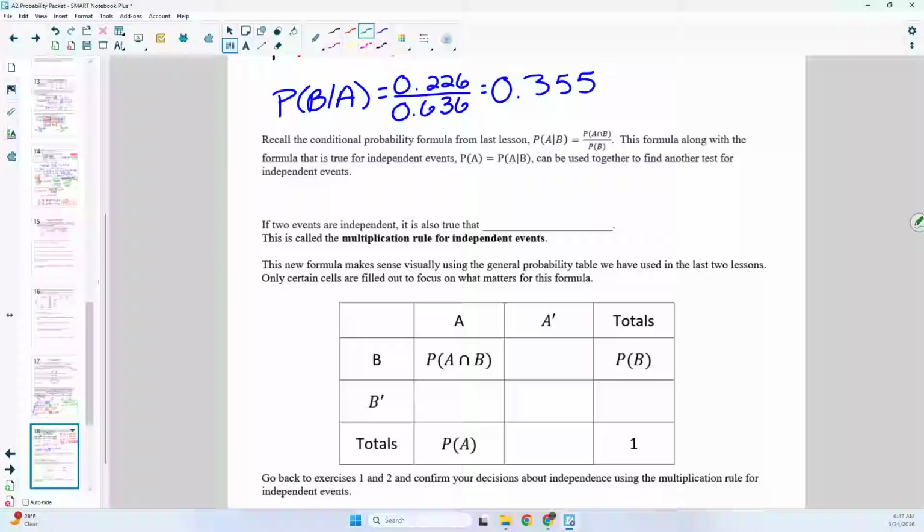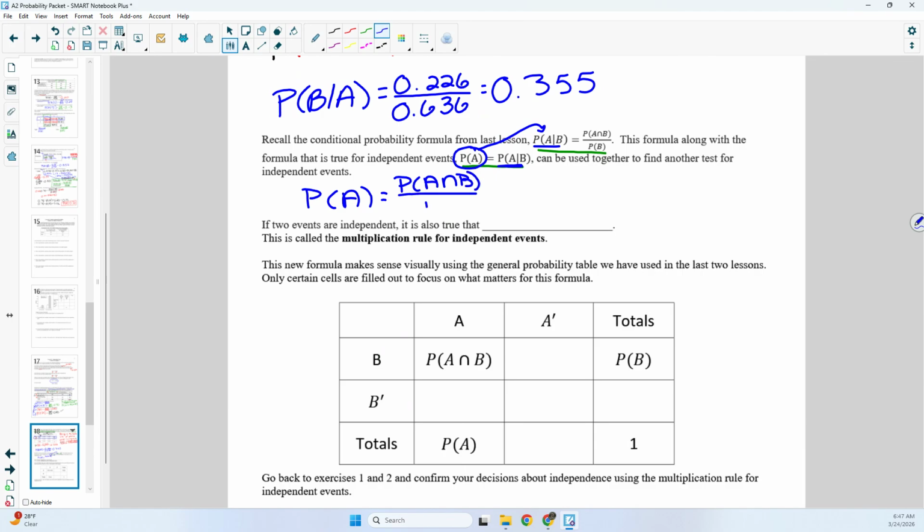So if I take these two formulas, those form a system of equations. Right? We have two true statements, two equations. And I can substitute this in for P of A given B. Now this is only true with independent events. This isn't all the time. So I'm going to write that new formula out. That gives me P of A equals P of A and B over P of B.